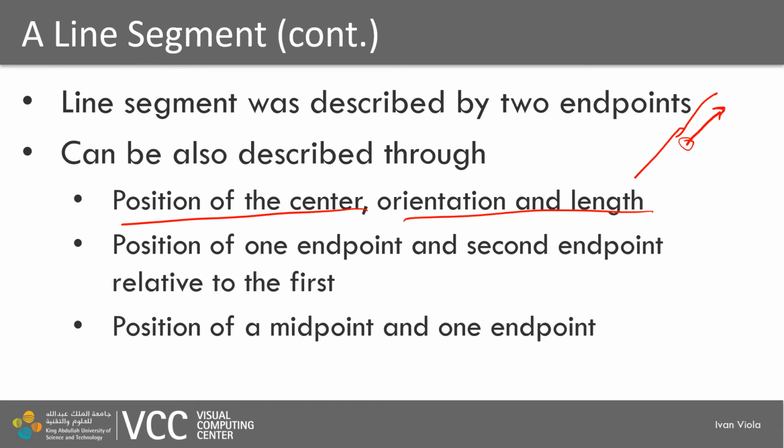Or we have one endpoint, and then we have the second endpoint defined relative to the first. So basically, we have a vector to the second endpoint. Or we have a midpoint and one endpoint. So we have one endpoint and one midpoint, and the second endpoint will then be defined by doubling this vector between the midpoint and the first endpoint.